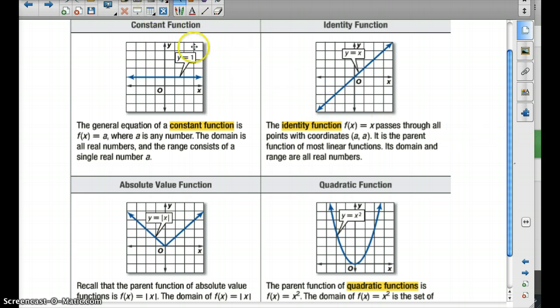All right, so we have a constant function where y just equals a value, any number. The domain is all real numbers. The range consists of a single number, a, and that's a straight line, no slope at all.